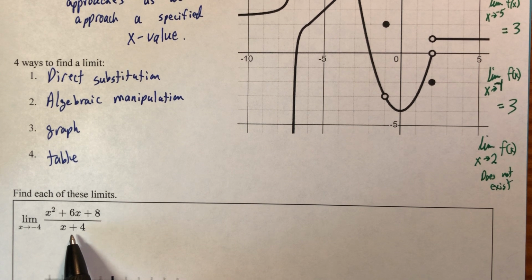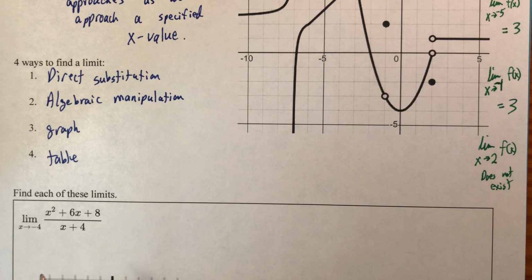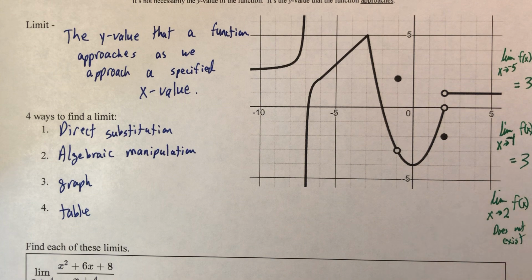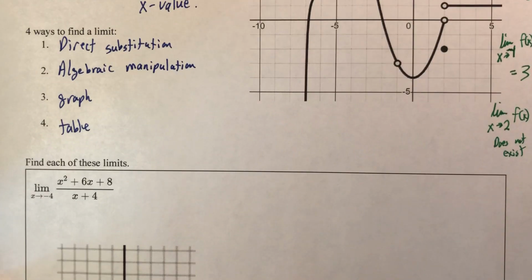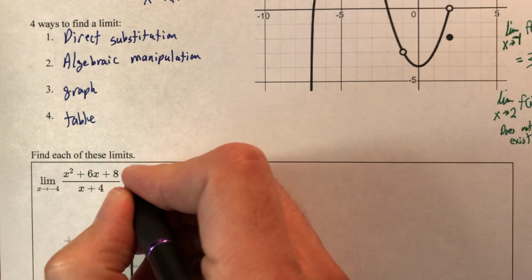No, because I would be dividing by 0 if I did. If I plugged a negative 4 right here, that wouldn't work, right? So I'm going to go to strategy number 2, and I'm going to go with some algebraic manipulation. Let's just do old things that we know how to do. What color shall I use? Pick a color. Purple, that works.